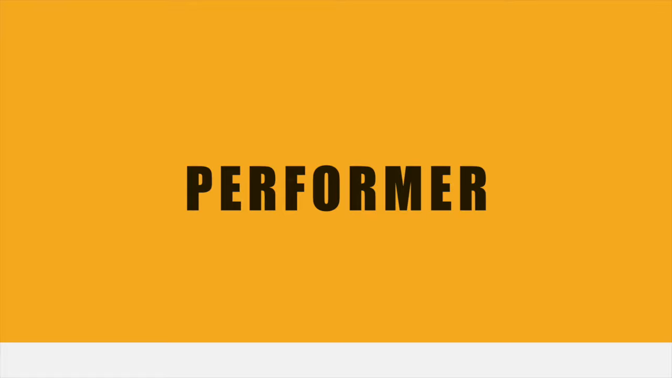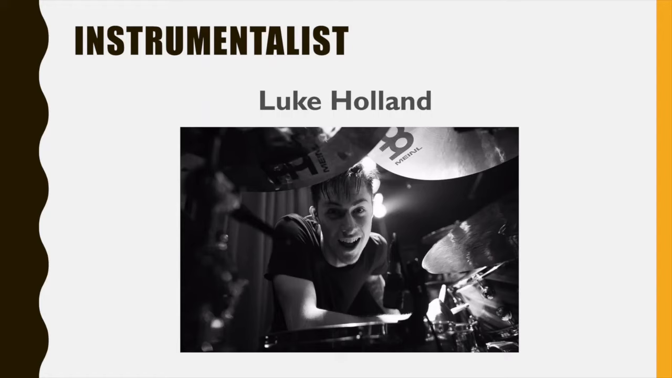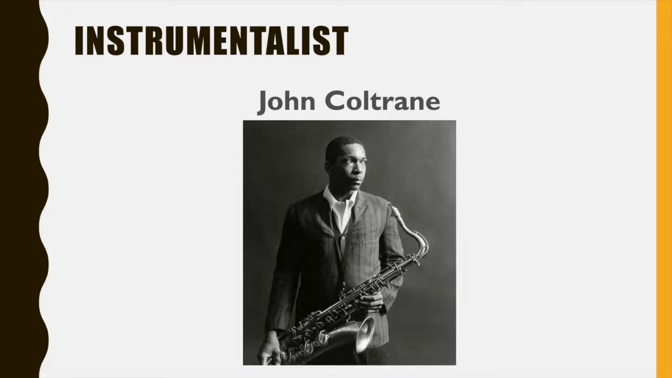The first set of performers we're going to look at are the instrumentalists, and these are musicians who only play an instrument. Pictured here is Luke Holland. He's a drummer and he plays gigs as a solo instrumentalist where he is the main focus of the performance. Another example of an instrumentalist is John Coltrane, a saxophonist who was active from the mid-1940s all the way to the end of the 1960s.